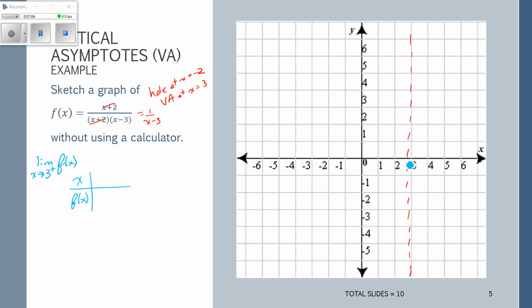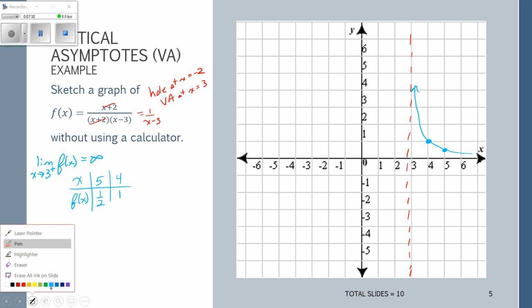Well, I'm just going to pick two numbers that get closer to 3 from the right. So I'm going to use 5 and 4. I can use the simplified version of the function to make this easier math. So if I plug in 5, that's 1/2. If I plug in 4, that's 1. And I can see that as I get closer to the vertical asymptote, my y's are going up like this. So this limit is positive infinity.